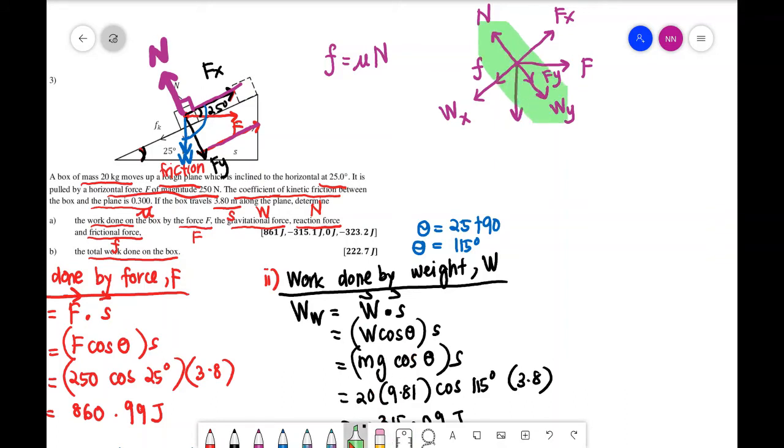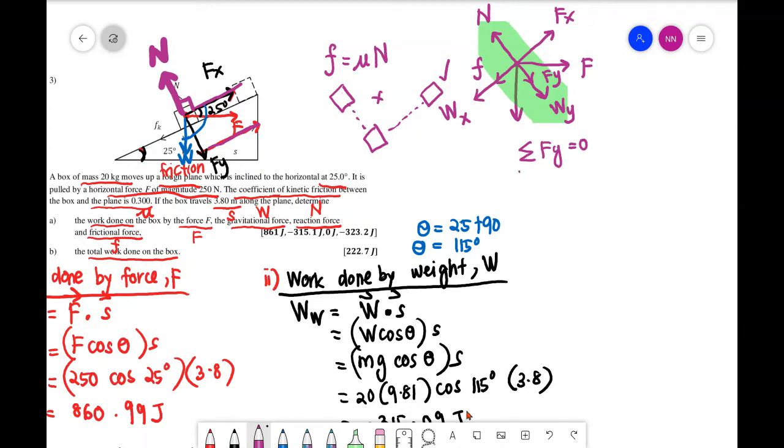So we can apply net force Y equals 0 for the Y component. This box is in equilibrium because it doesn't move up and down. It doesn't move at the Y component. It just slides up the plane. So for the Y component, it is in equilibrium.